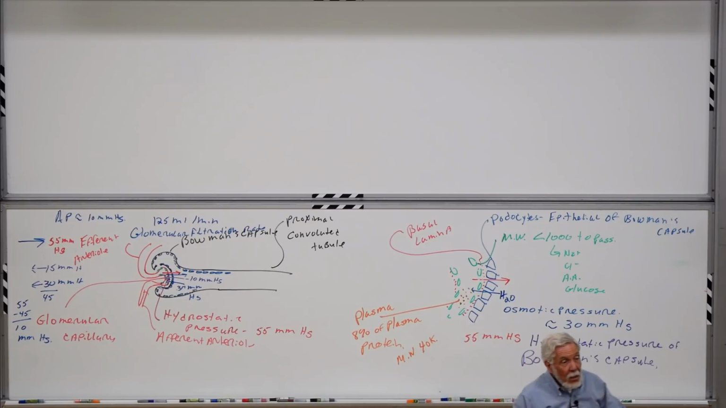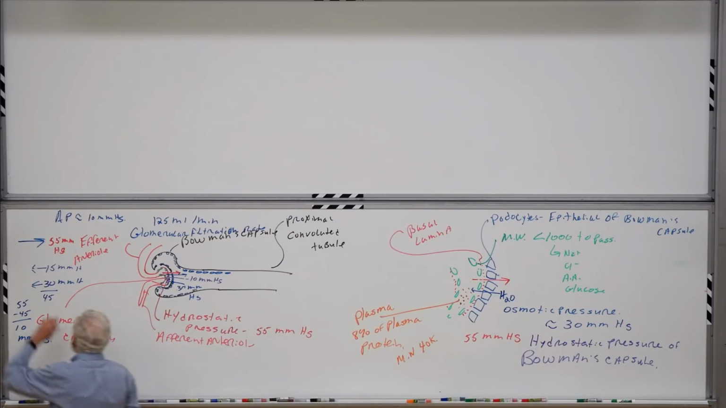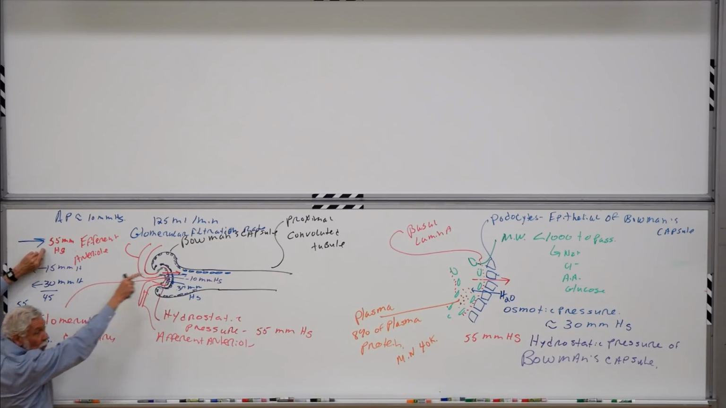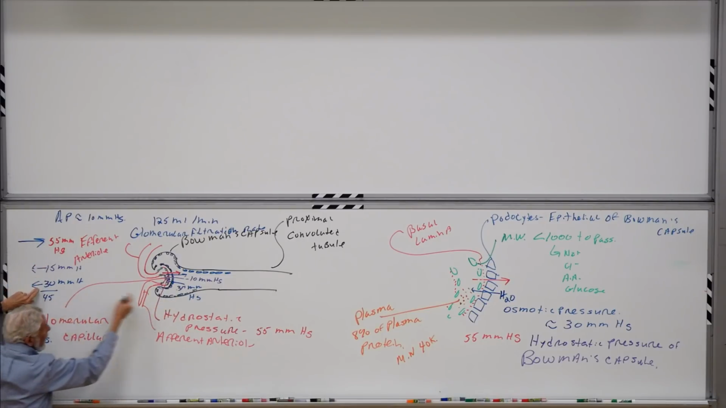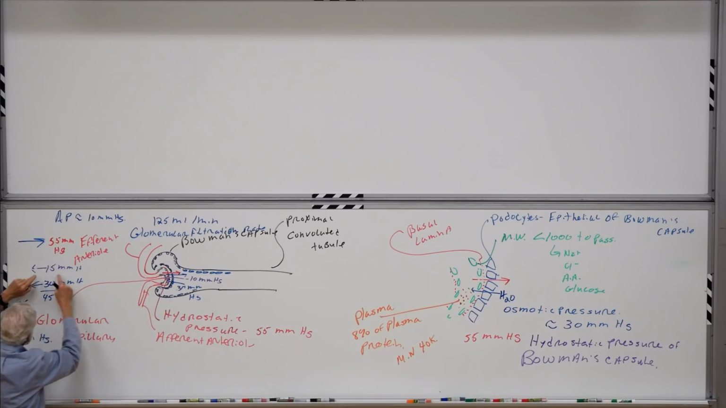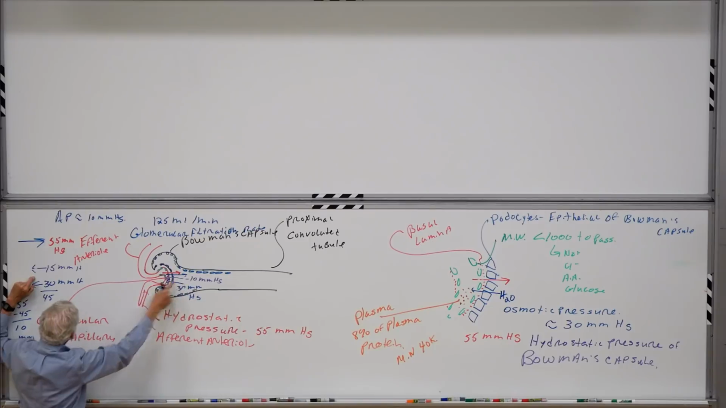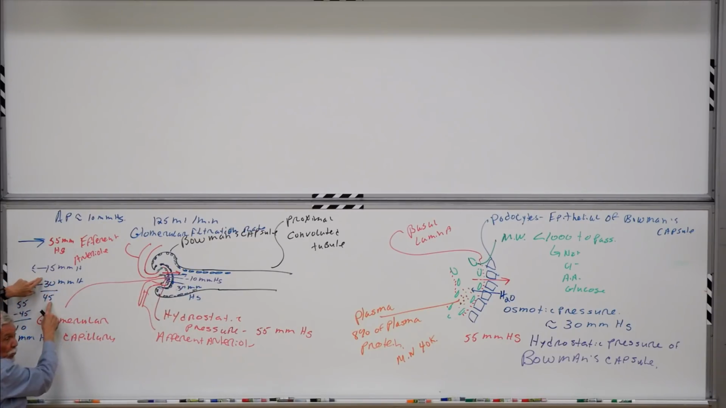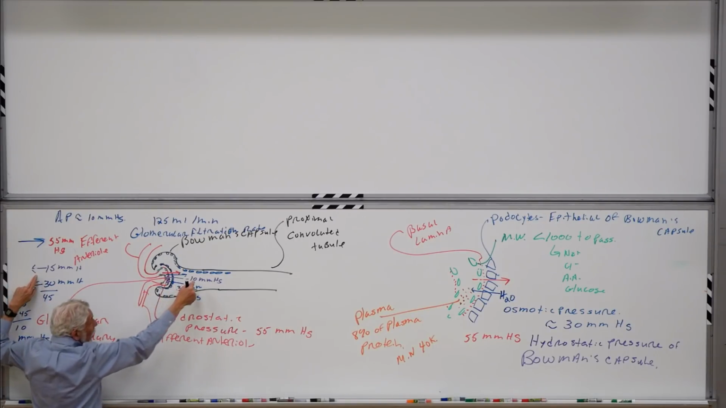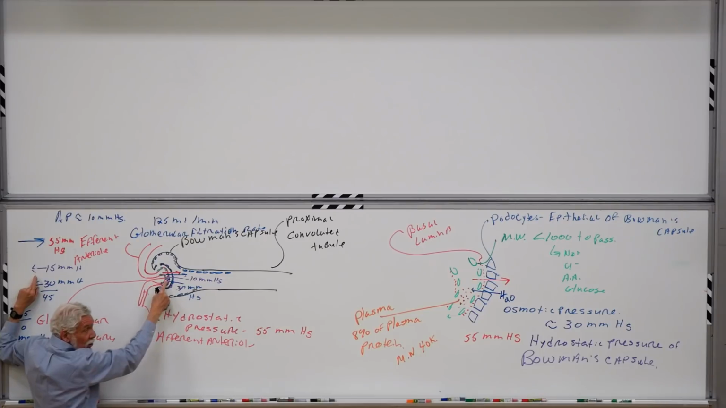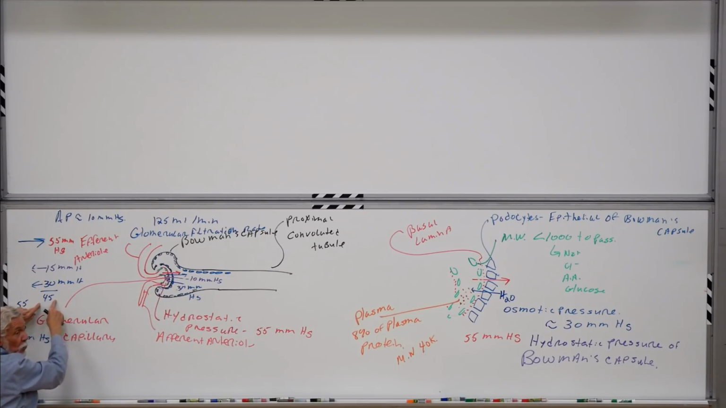Yes? So the arrow that says 10 millimeters of mercury, is that the same as 15? Oh, okay, so let's go through this again. There's 55, which is the mechanical pressure outward. There's 30 bringing things back in, that's osmotic. And 15 then is the hydrostatic pressure in Bowman's capsule. You add these two together, that brings us to 45. It's a net pressure moving fluid from Bowman's capsule back into the capillary of 45 millimeters of mercury.